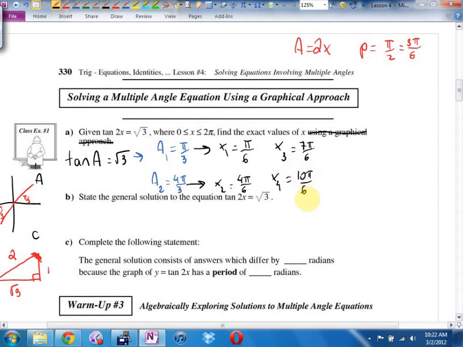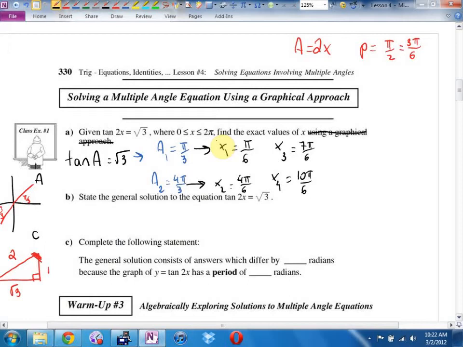Oh, add the period to this one. What are we at, Brianna? 13. Is that out of the domain? Okay, there's 4. And I didn't need to graph to find out. There's 4.